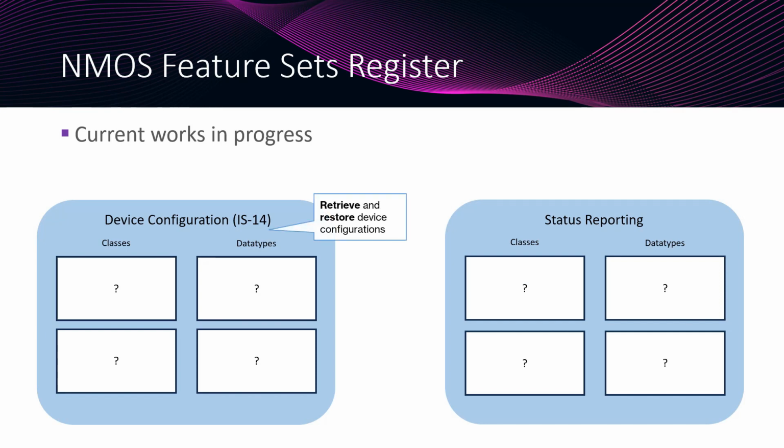The device configuration activity, called IS14, is defining classes and data types for retrieving and restoring device configurations. The status reporting activity aims to enhance the existing monitoring feature set to give a richer set of status monitoring and reporting functions.